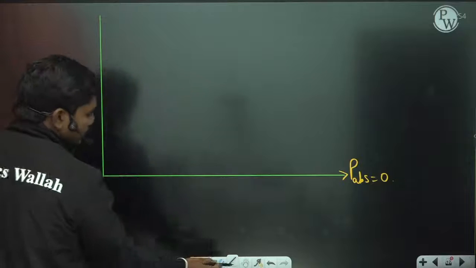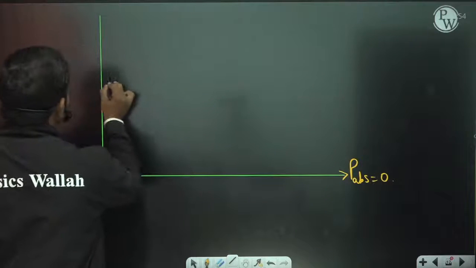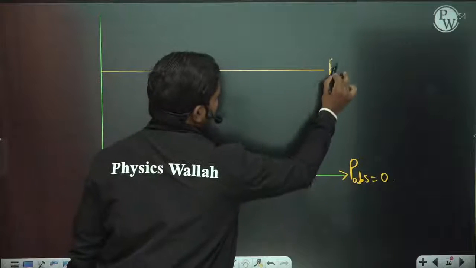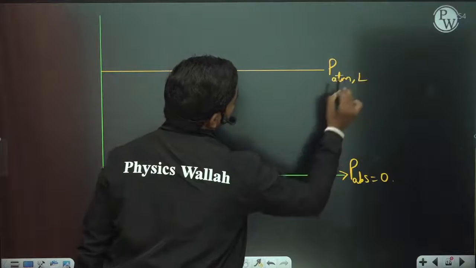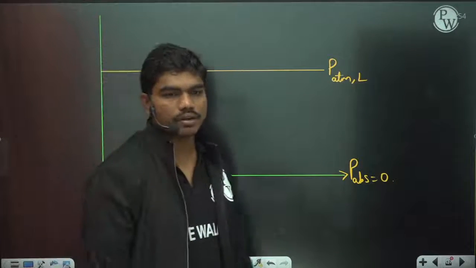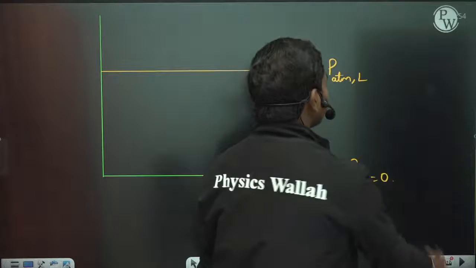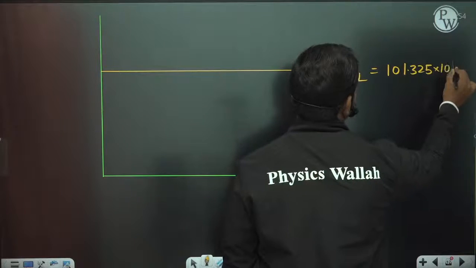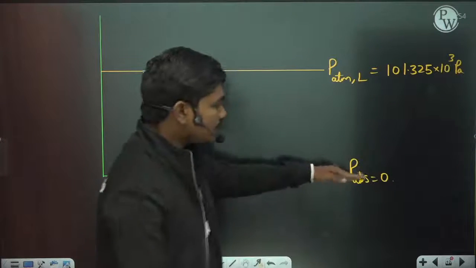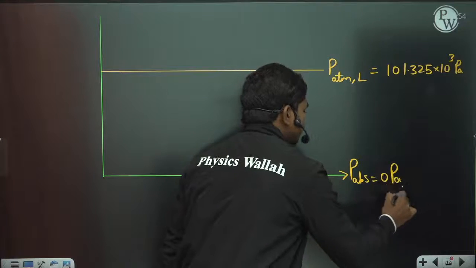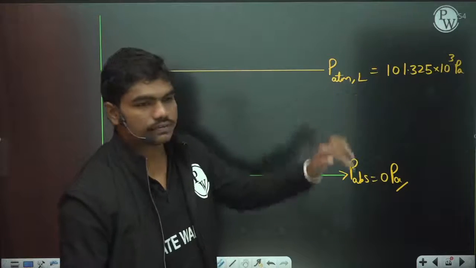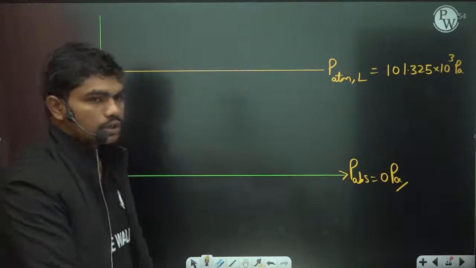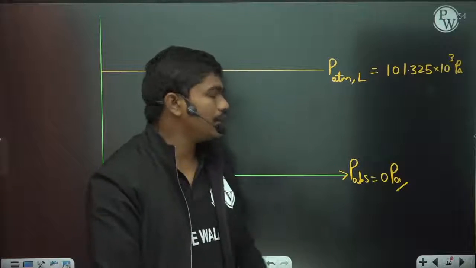So if this is your absolute, then you have your atmospheric pressure, P ATM local. I write local because it slightly changes depending upon the location. I'm talking about sea level. This P ATM local value is 101.325 kilopascals, that is 101.325 into 10 cube pascals. So this is 0 pascals, where the pressure is absolutely 0, and here the pressure is atmospheric pressure, so obviously this value lies at some height above 0 pascals, which is why the atmosphere has a pressure of P ATM local.